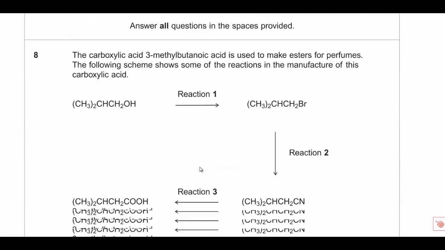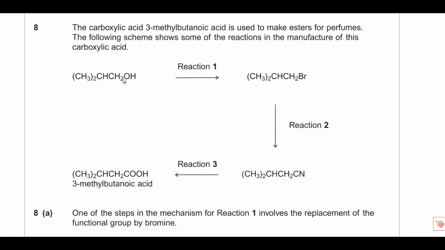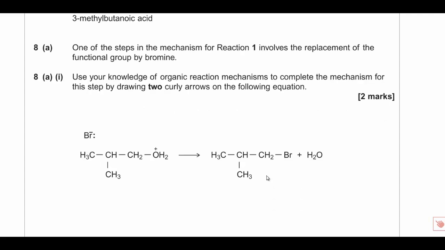21 marks, incredible. So question 8, I think we've got 2 questions left now. Question 8. Carboxylic acid, 3-methyl-butanoic acid is used to make esters for perfumes. The following scheme shows some of the reactions in the manufacture of this carboxylic acid. So reaction 1 from the alcohol down to the haloalkane to the nitrile and then to the butanoic acid. Fine. One of the steps in the mechanism for reaction 1 involves the replacement of the functional group by bromine. Use your knowledge of organic reaction mechanisms to complete the mechanism for this step by drawing 2 curly arrows on the following equation.